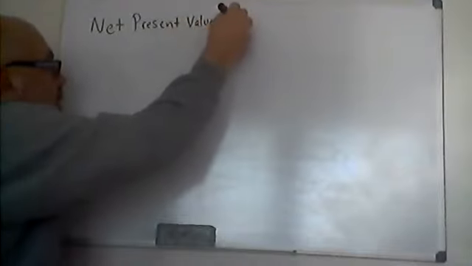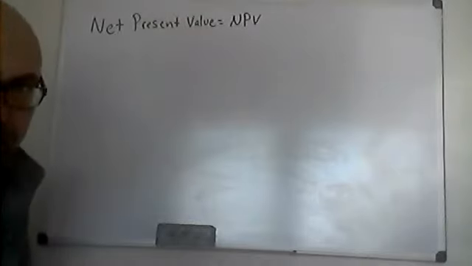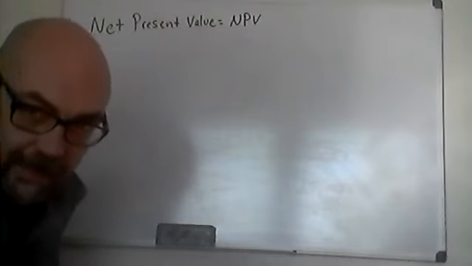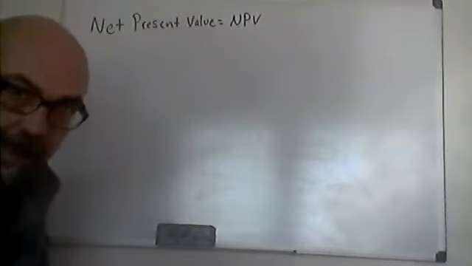Okay. So the next kind of screening decision we have is called net present value. NPV is how you will see me abbreviate net present value. So what we are going to do here is use discounted cash flows and the time value of money. So let me talk about the time value of money really quick.